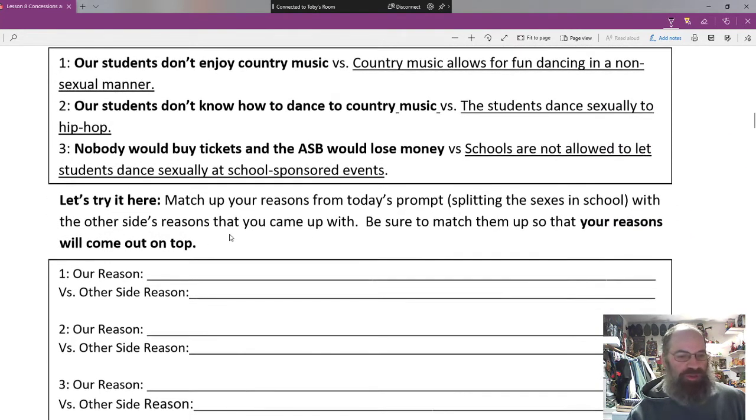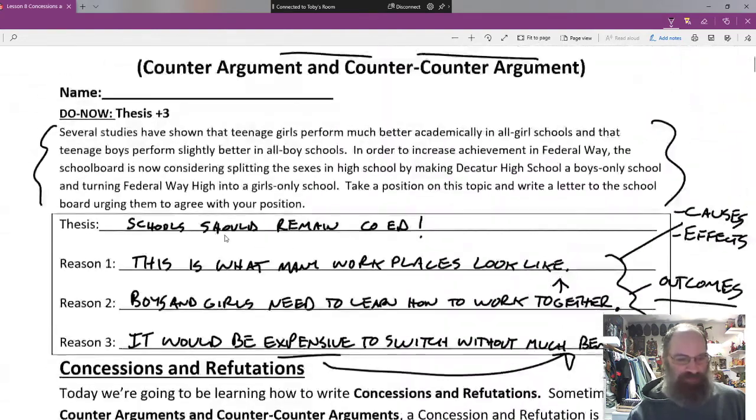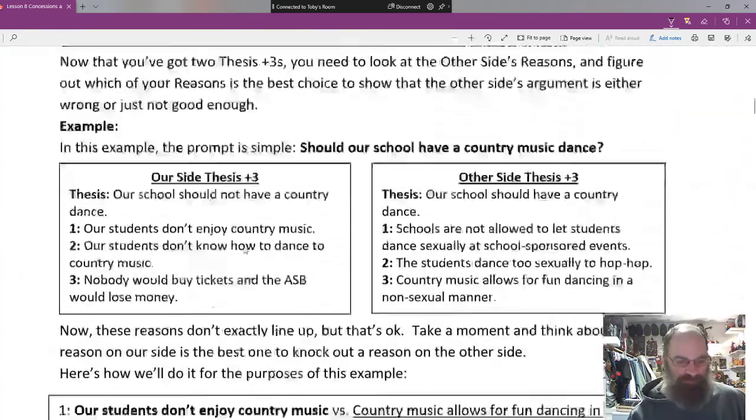All right, so let's try here. You're going to match up your reasons from today's prompt, the other side. Be sure to match them up so your reasons come out on top. So I'm going to pick my first reason is this is what many workplaces look like.